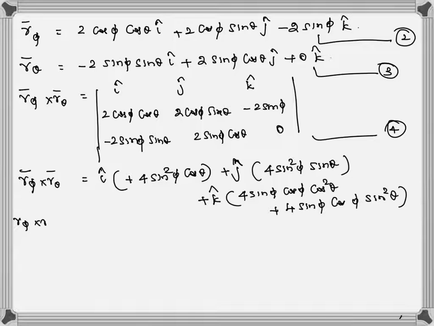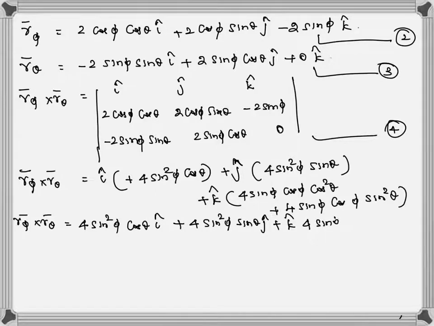So R phi cross R theta would be 4 sine square phi, which can be taken out, cosine theta i plus 4 sine square phi sine theta j plus 4 sine phi cosine phi, which are common factors. Then inside you will have cosine square theta plus sine square theta, which will be 1 by Pythagorean identity. So this is R phi cross R theta.